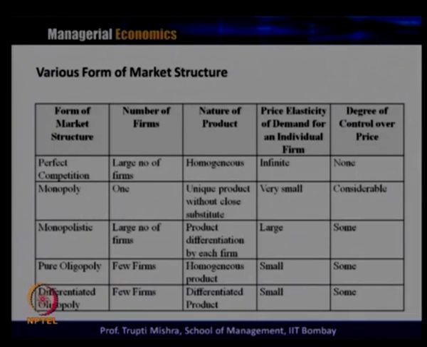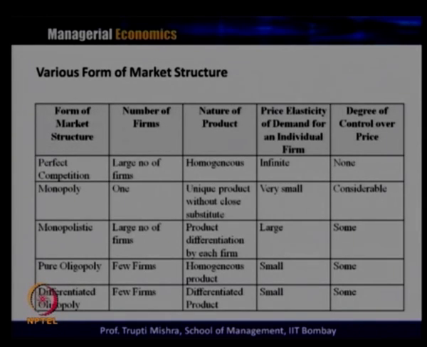The first form of market structure is perfect competition. The number of firms is large, nature of product is homogeneous or uniform, that is similar. Price elasticity of demand for an individual firm is infinite, meaning a small change in the price will lead to a bigger change in the quantity demanded, because there are a large number of firms and all the firms are producing a homogeneous product, and degree of control over the price is none, because here the price is decided by the market demand and market supply. Monopoly, the number of firms is 1, its unique product without close substitute.